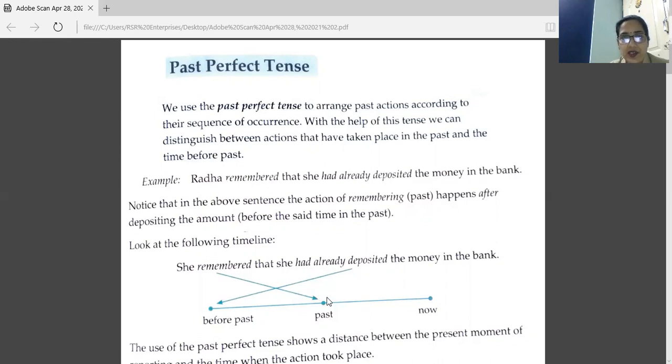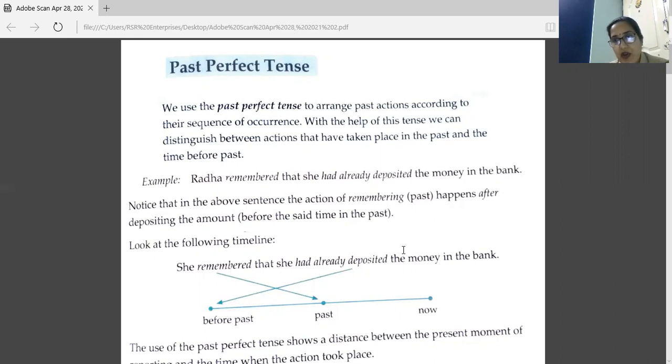You can see here also. This is the now time, present time. This is the past and before past. So this remembered occurred this time and had already deposited occurred before past, or before remembered. So in this you have had already deposited, past perfect tense, and in this second action you have remembered, simple past tense.